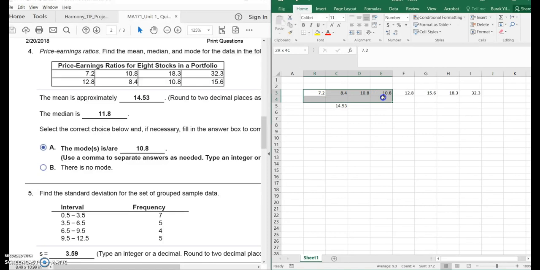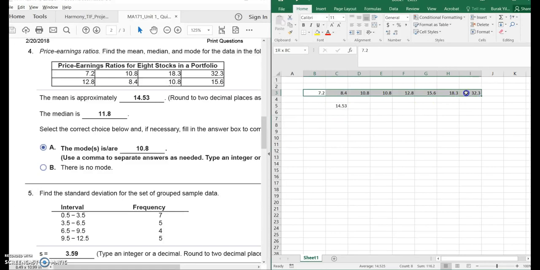So you can simply add them up, and there's 8 of them. Excel also gives you the sum down here. It's 116.2 divided by 8, that's going to give you 14.53. So that's the mean, and the median is, remember, the center of the data.